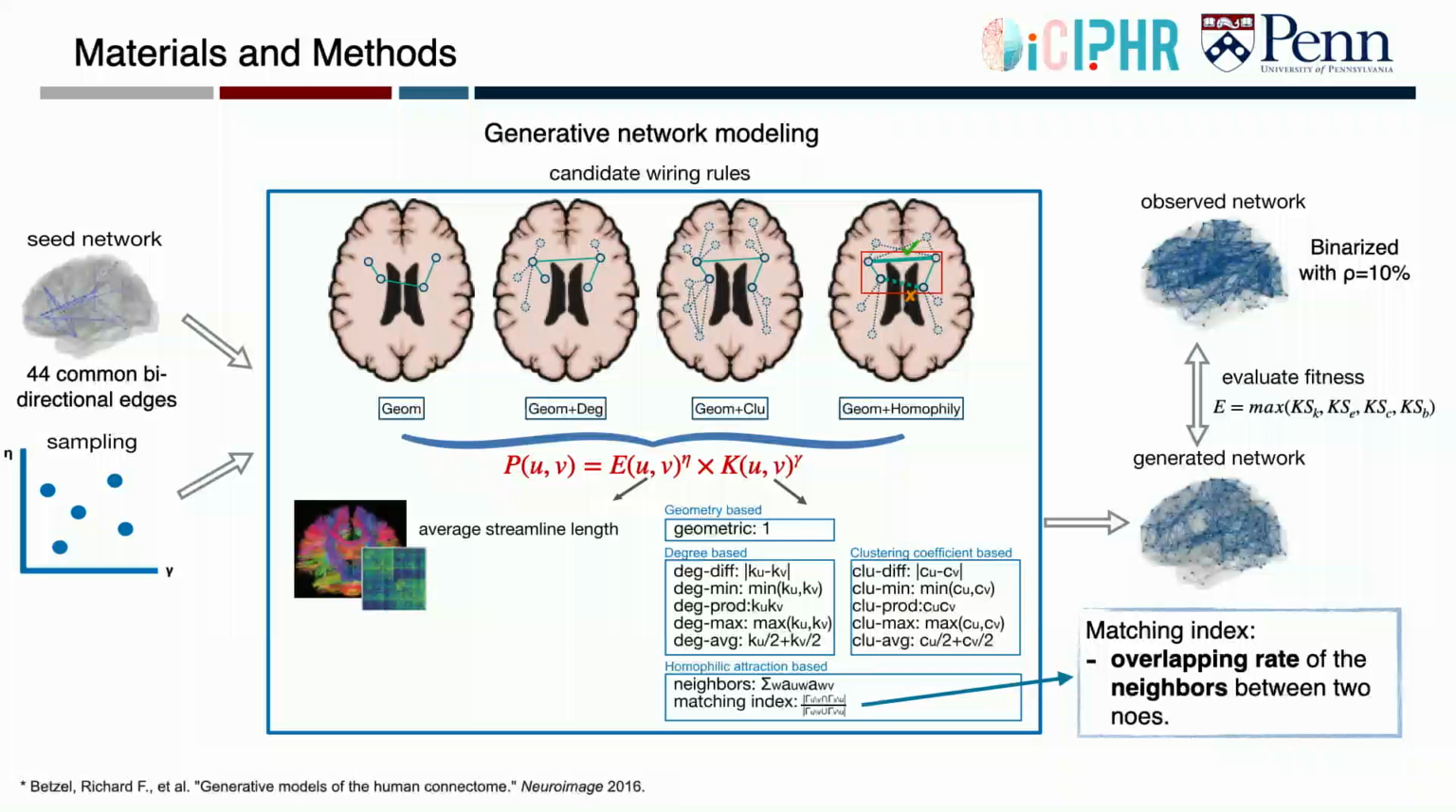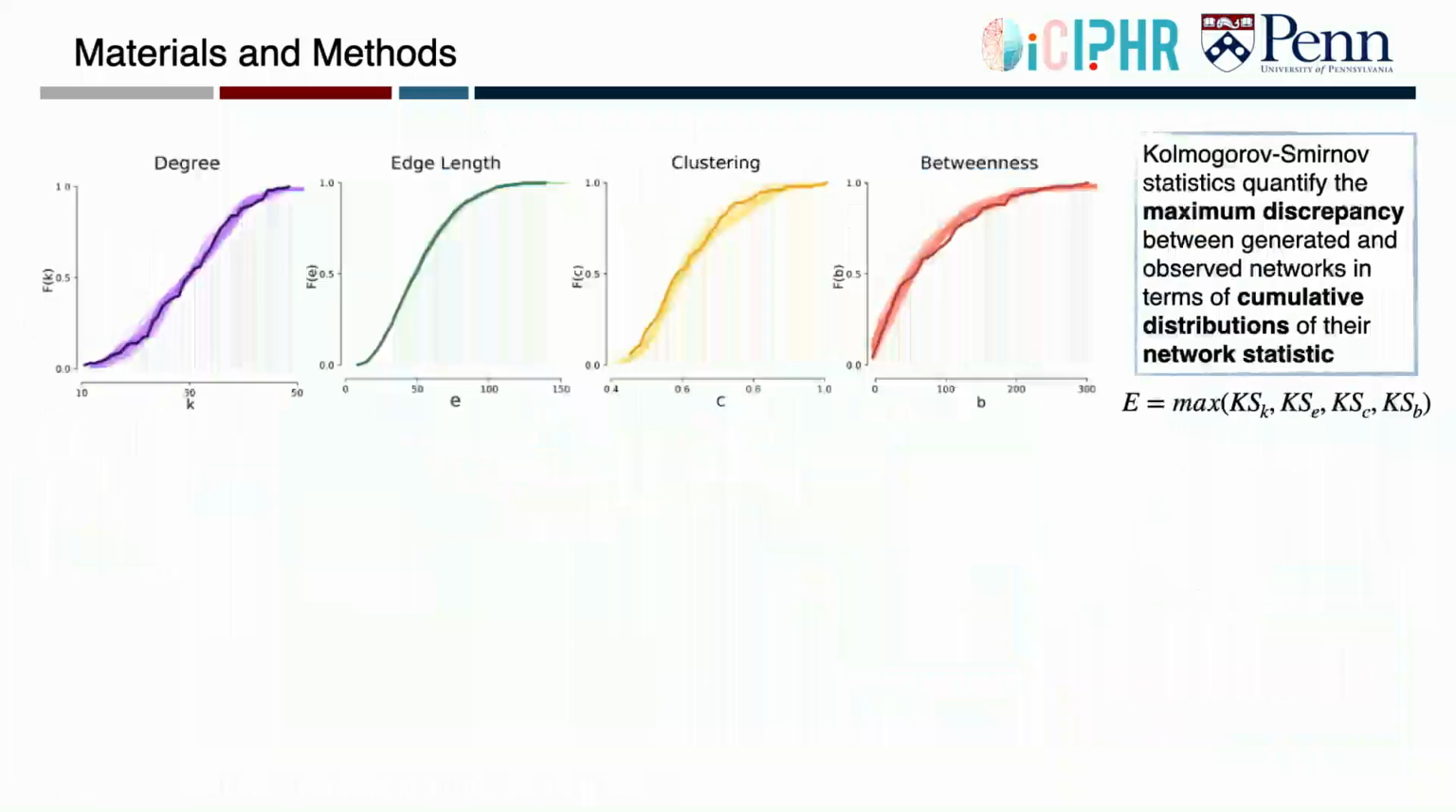Previous studies have found that the matching index model is the optimal fitting model in healthy adult brains and also school-age brains. It would be interesting to know if this model can also explain infants' brains. What makes the differences between different risk and diagnosis groups for autism, and when do these differences emerge? We use an energy function to measure the fitness of the model, which calculates the maximum Kolmogorov-Smirnov statistics between generated and observed networks in terms of their degree, edge length, clustering coefficient, and betweenness centrality. A generated network with a lower energy means that it is more similar to the observed one.